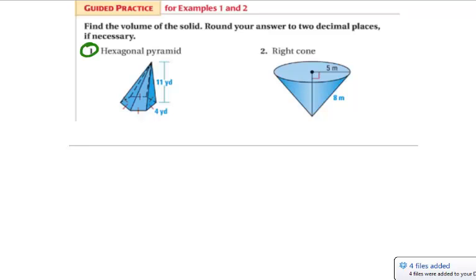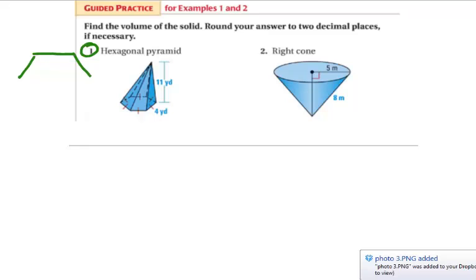Okay, let's take a look at number 1 here, this hexagonal pyramid. So remember that it's the area of the base times the height divided by 3, or 1/3 the area of the base times the height is your volume. But let's take a look at what that base is. That base is a hexagon. There's a hexagon.